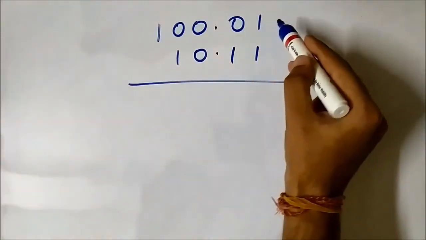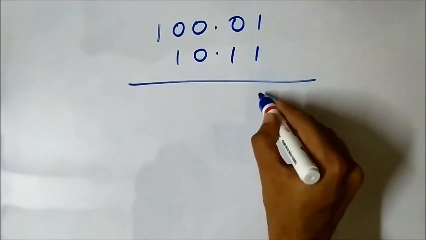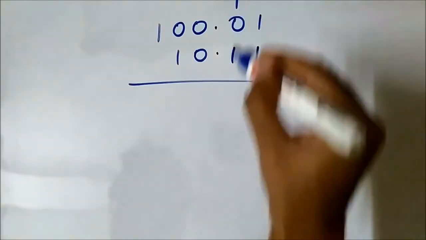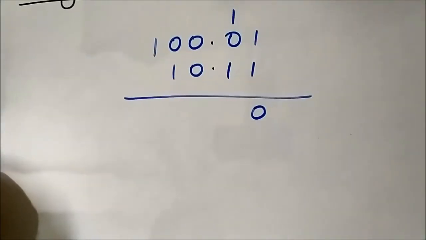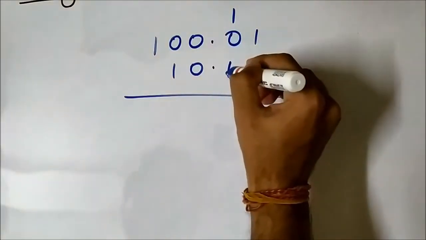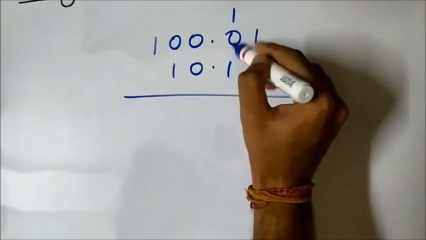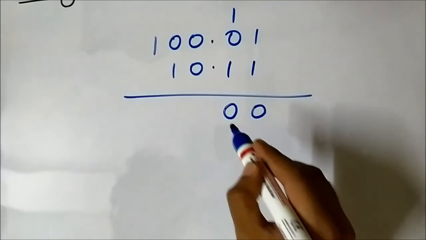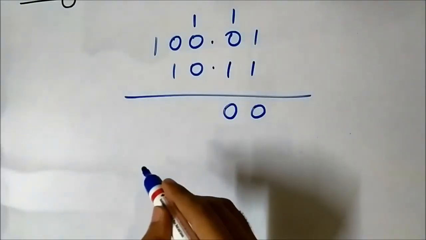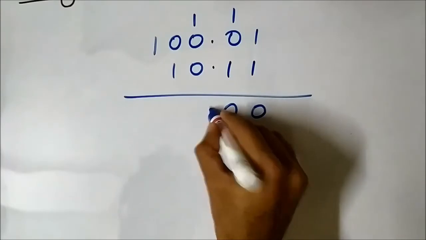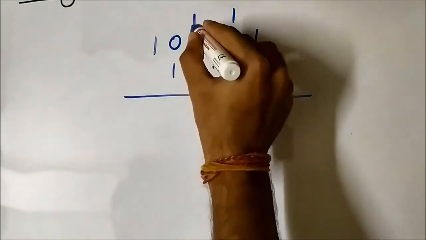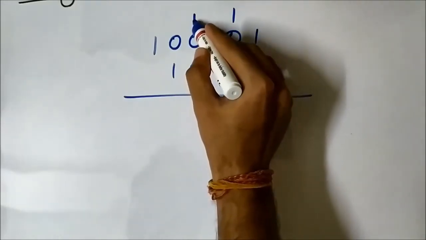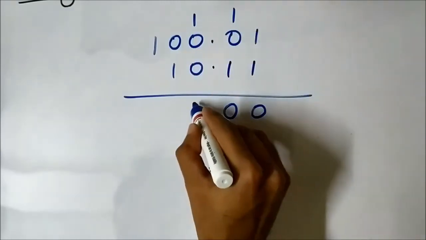Same thing here. 1 plus 1 is 0, the result is 0 in that bit position, and a carry of 1 is generated to the next significant bit. Again 0 plus 1 is 1, that 1 gets added with this carry bit of 1, so that gives 1 plus 1, 0 with a carry of 1 generated to the next significant bit. The binary point coincides with the binary point. Here 0 plus 0 is 0, that result is added with this carry bit of 1, so 0 plus 1 is 1.